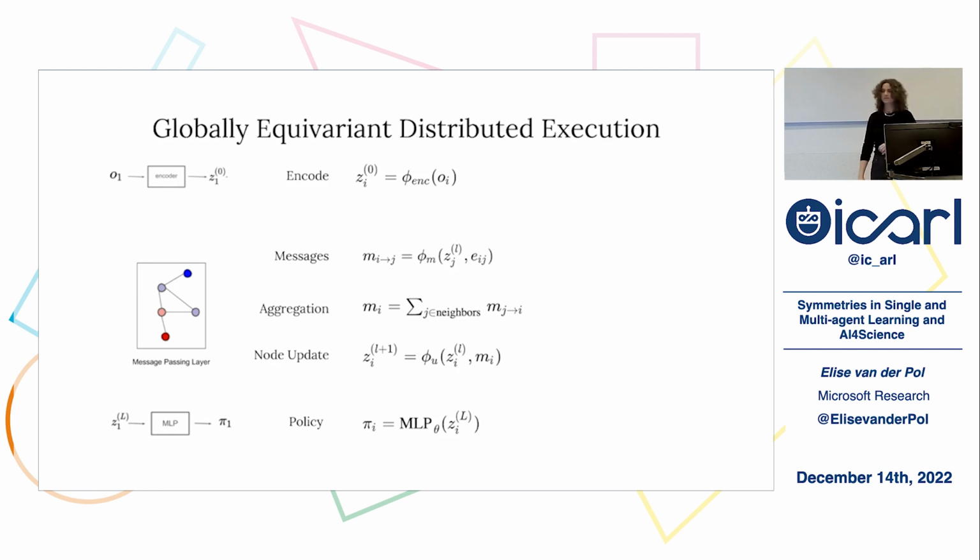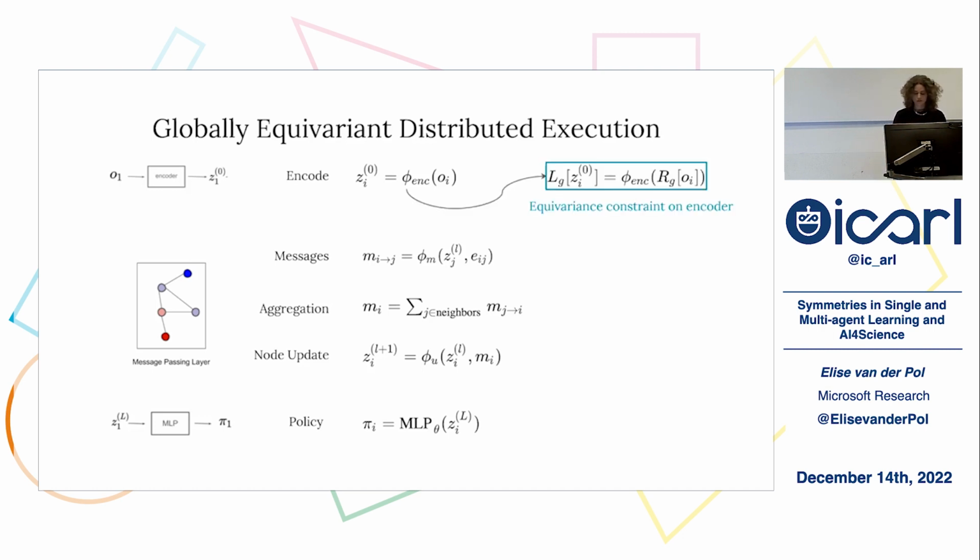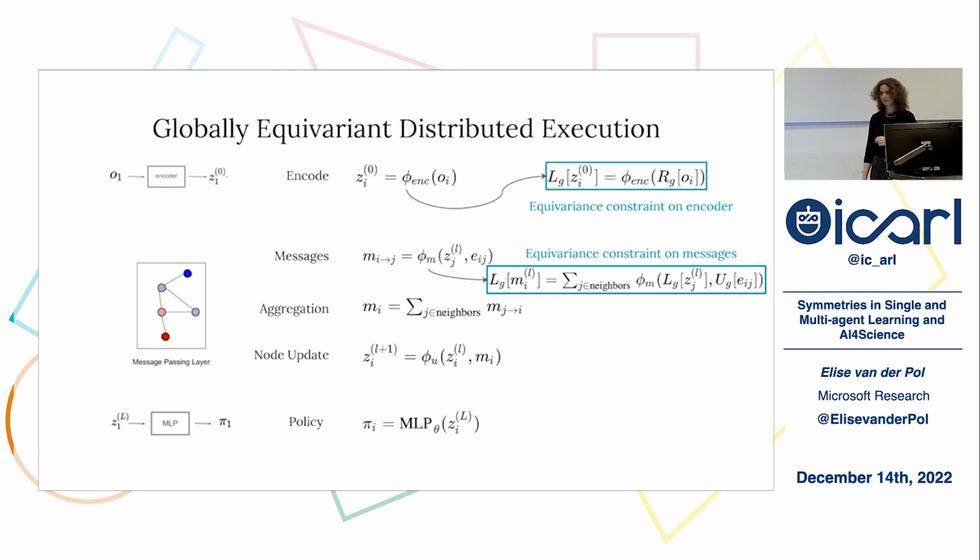So the question is now, how do we use this to get a globally equivariant network that's able to do distributed execution? So it turns out you can do it as follows. You place an equivariance constraint on your encoder. This makes sure that the symmetry information in your local observation gets stored. You also put an equivariance constraint on your messages, which means that the symmetry information that your neighbors have is passed on to you.